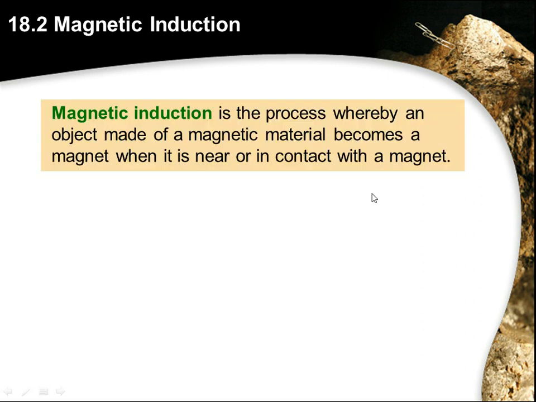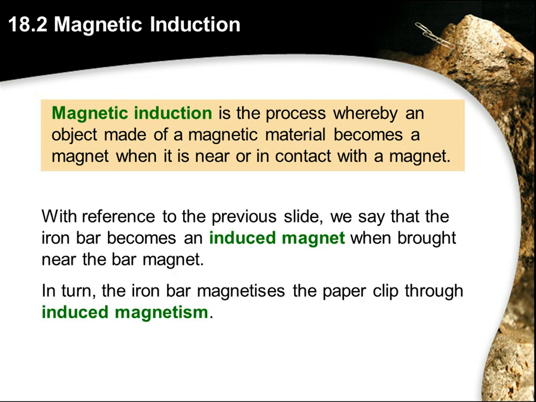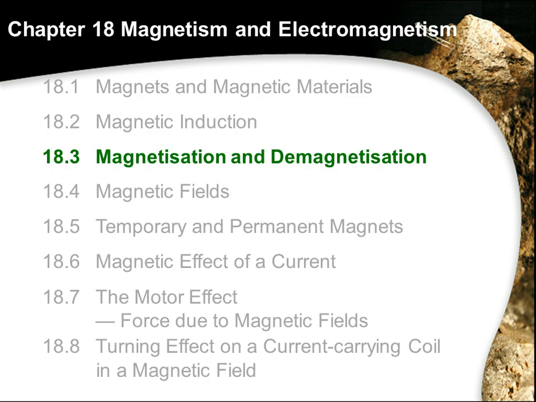Magnetic induction refers to the material that becomes an induced magnet. So that magnetic material becomes a magnet when it is near or in contact with a magnet, and the process is called magnetic induction. Whereas induced magnetism refers to the magnet or the magnetized object that causes another object to become magnetized through induced magnetism.